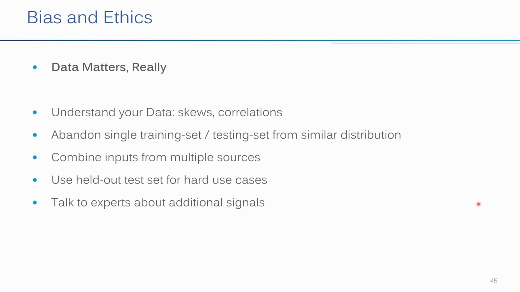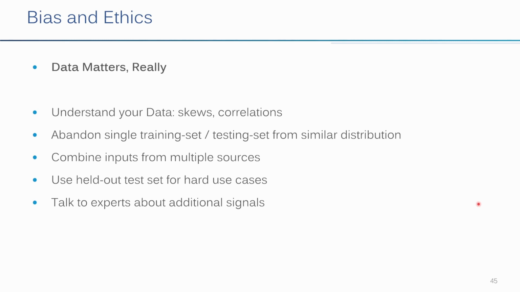So we want our data to be as diverse as possible. We don't want our data to be representing one single group or one single preference. Another way to try to mitigate that is to combine inputs from multiple sources. So don't rely on only one source of information.